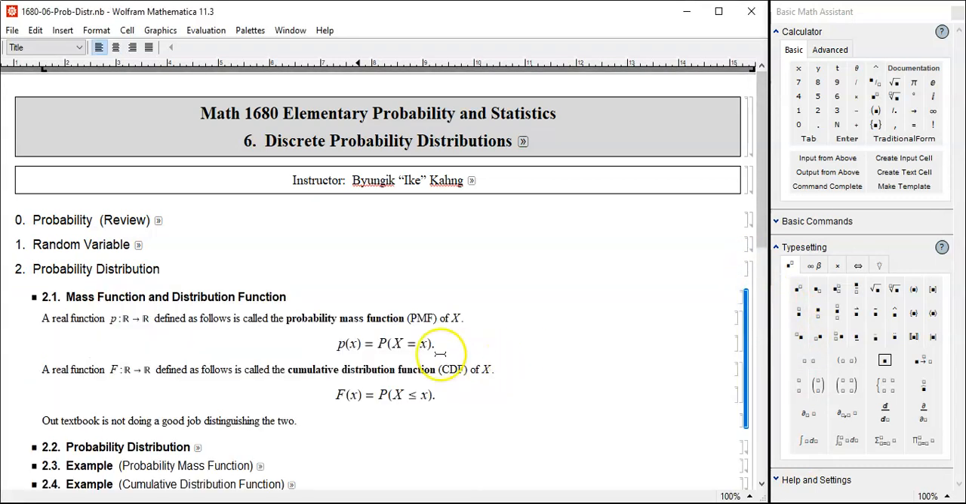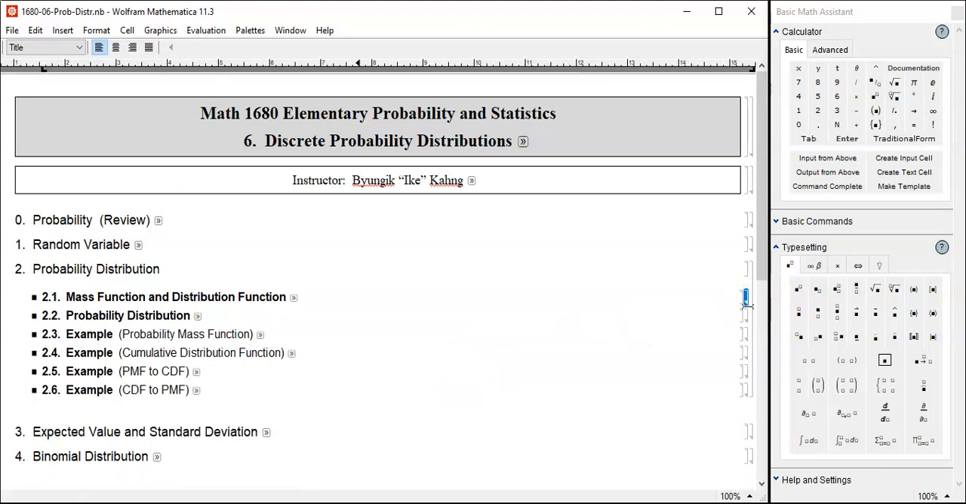This is the definition of the PMF, and that's the definition of the CDF. The probability mass function is the probability that the random variable capital X takes the numerical value small x, so capital X equals small x. Whereas the cumulative distribution function measures the cumulative probability that the random variable capital X takes a value small x or less. So capital X is less than or equal to small x. So it's cumulative probability.